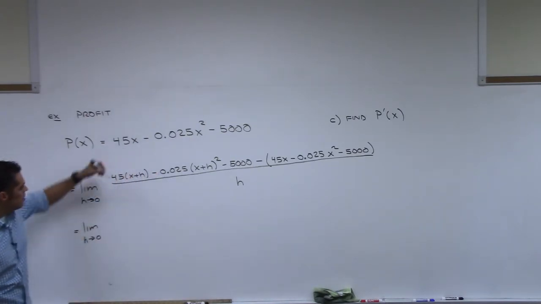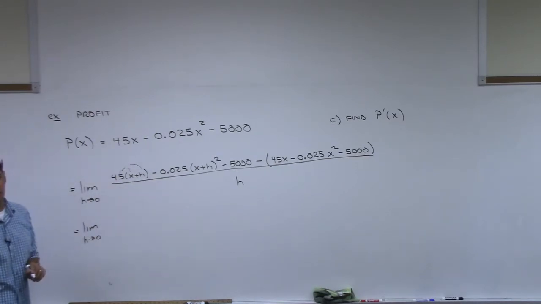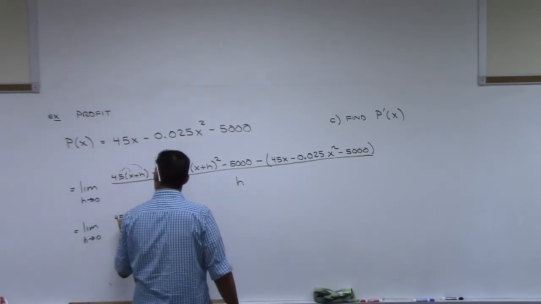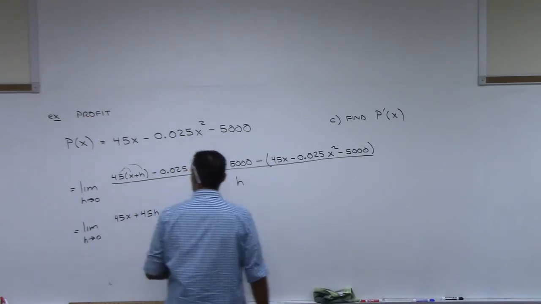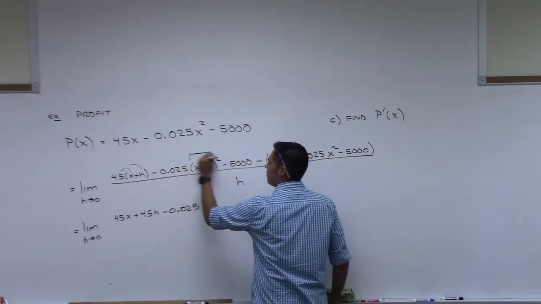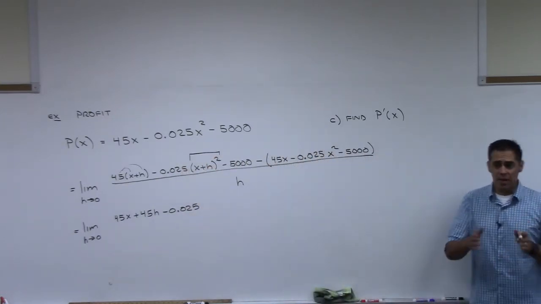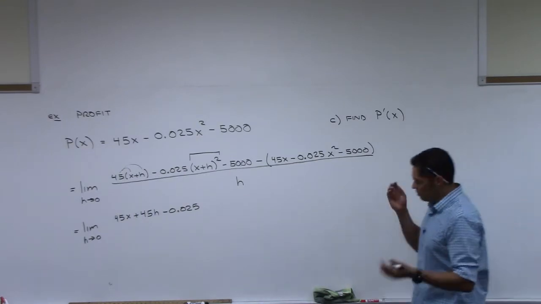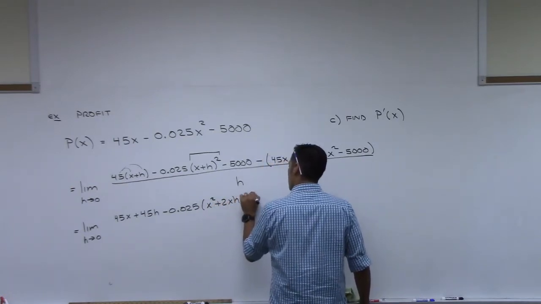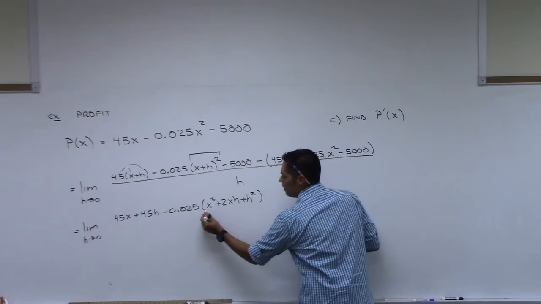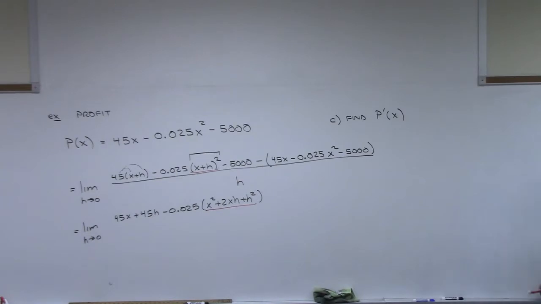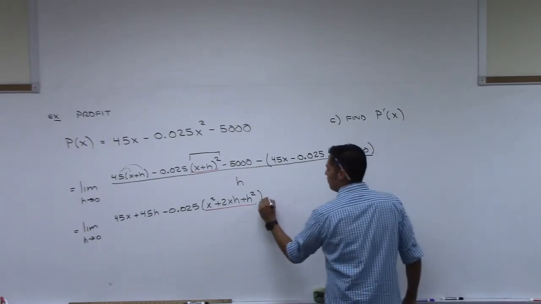All right, the good news is on this first one, I can just distribute 45 through. So that's just going to be 45x plus 45h minus 0.025. And now this very common thing, we've seen this several times now, right? x plus h squared. Since we've done it a few times, we know that it turns out to be x squared plus 2xh plus h squared. So just keep in mind, this piece right here is just that thing squared, right? Then I have minus 5,000.